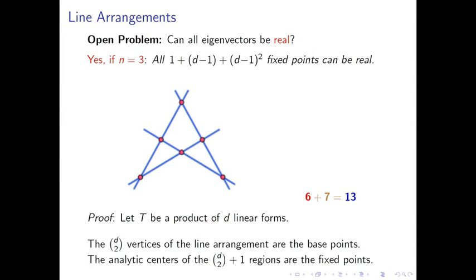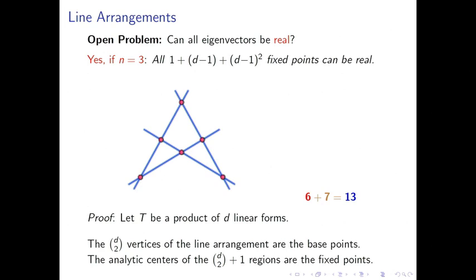Now, how many regions are there? Let's count the number of regions. This picture is in the projective plane, so let's do this. 1, 2, 3, 4, 5, 6, 7, 4, 5, 6, 7, 4, 7. So these 4 blue lines cut up the real projective plane into 7 polygons.